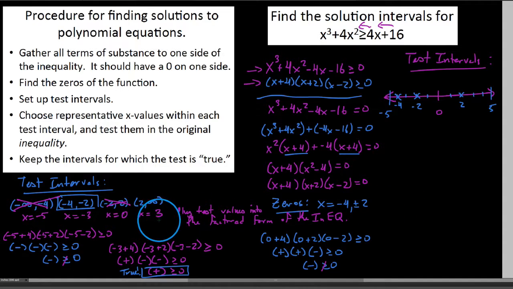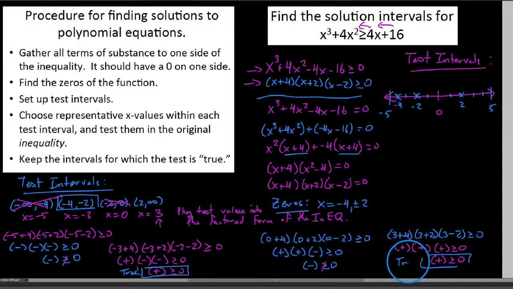The last value we chose to test was 3. We would plug 3 into our original inequality, so we get 3 plus 4, 3 plus 2, and 3 minus 2 when we plug those in for x. Eventually we end up with a positive times a positive times a positive. Anytime you do that, you get a positive, which means we get a true statement here. So this last interval is also a solution interval.